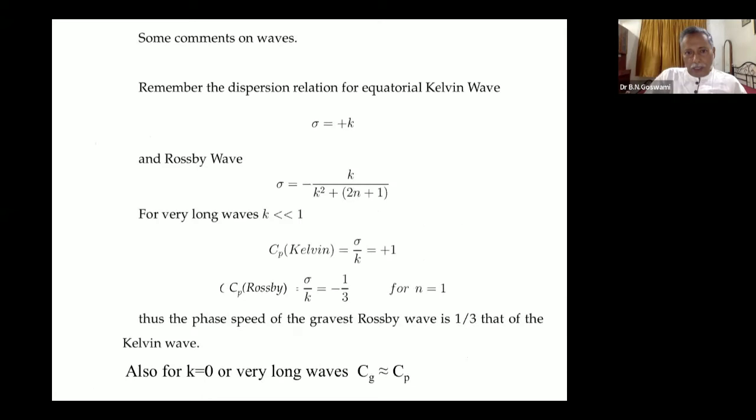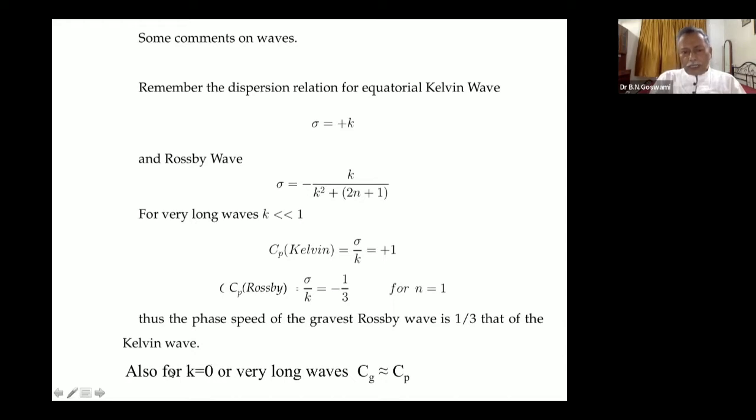Okay, some other important points to remember: the equatorial Kelvin wave is non-dispersive, and Rossby waves are dispersive. These are non-dimensional dispersion relations. For long Rossby waves, the non-dimensional phase velocity of the Kelvin wave is 1, but the phase velocity of the Rossby waves is 1/3. Therefore, Rossby waves are about 3 times slower. The gravest Rossby waves are 3 times slower around the equator.